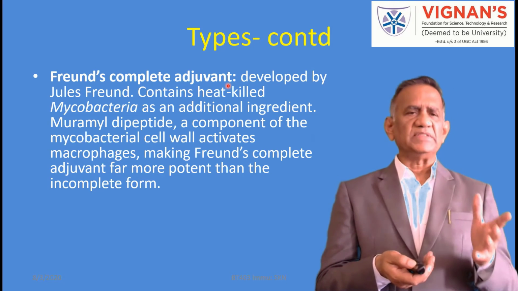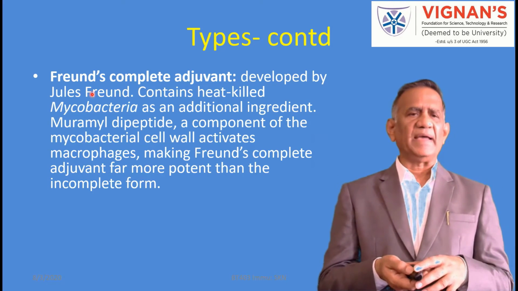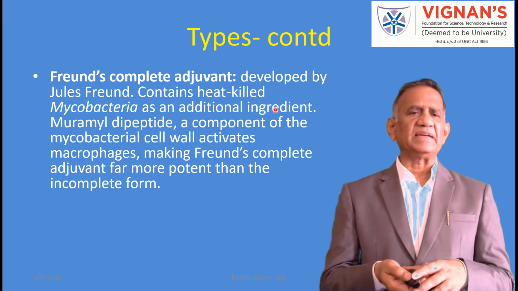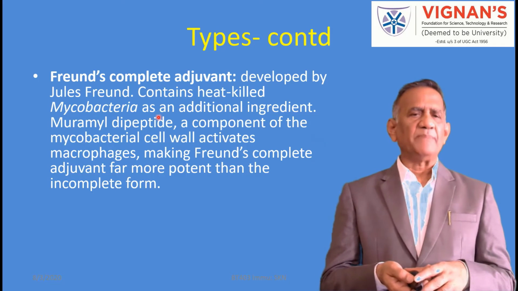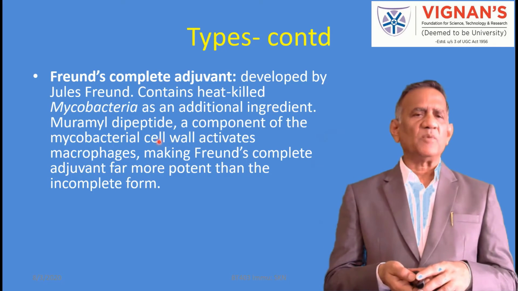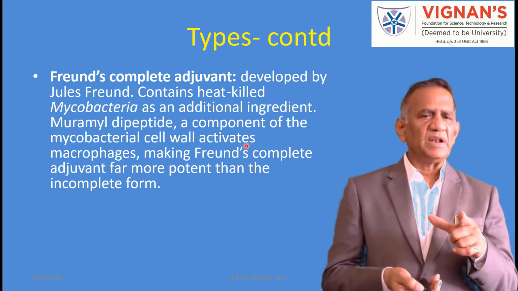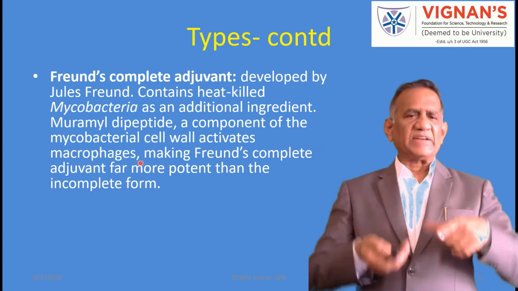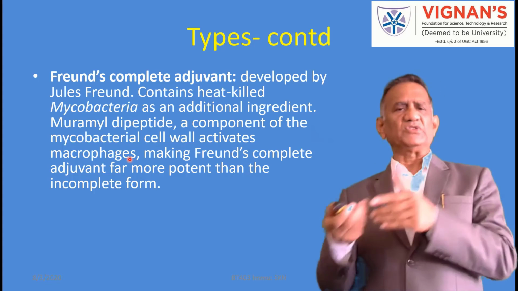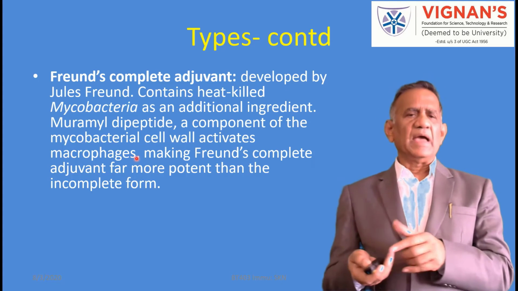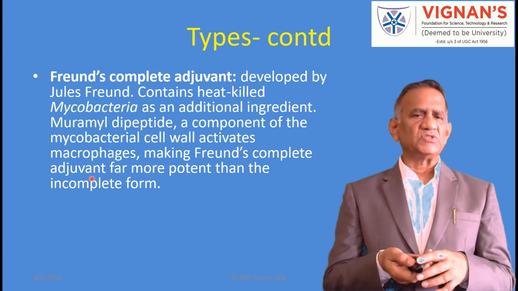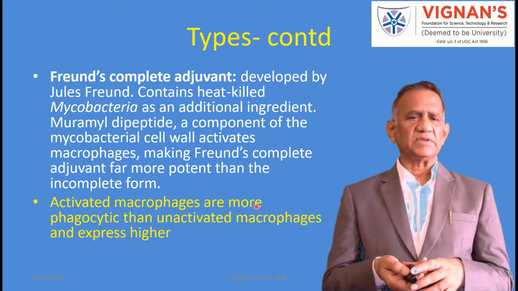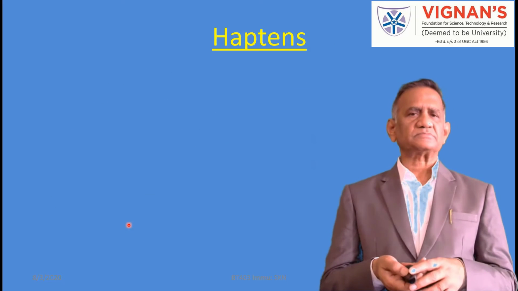Freund's complete adjuvant, developed by Jules Freund, contains heat-killed mycobacteria as an additional ingredient. Here, muramyl dipeptide, a component of the mycobacterial cell wall, activates macrophages. Macrophages have to be activated to engulf the antigen and produce the epitopes along with the MHC molecule, making Freund's complete adjuvant far more potent than the incomplete form. Activated macrophages are more phagocytic.